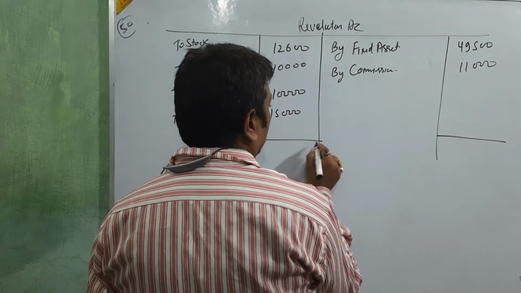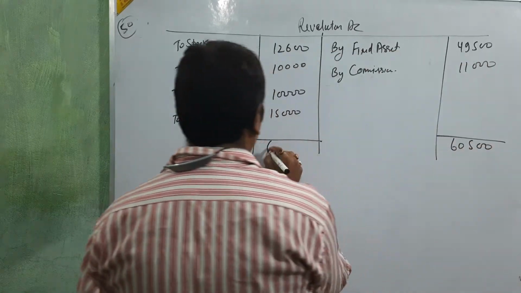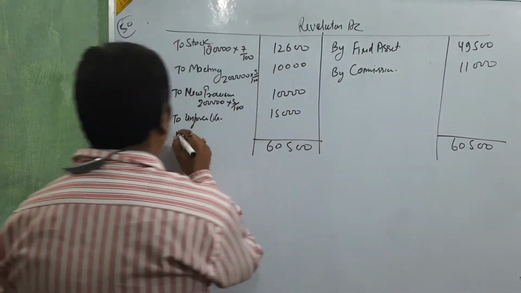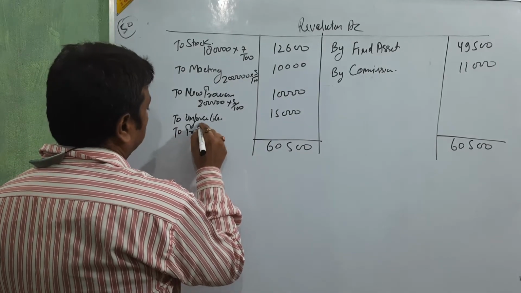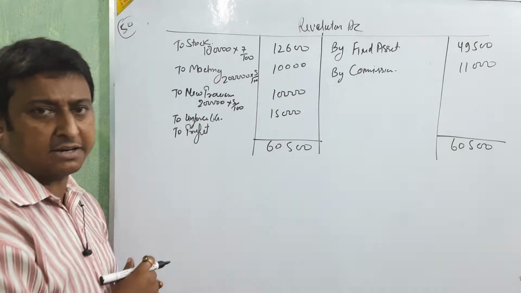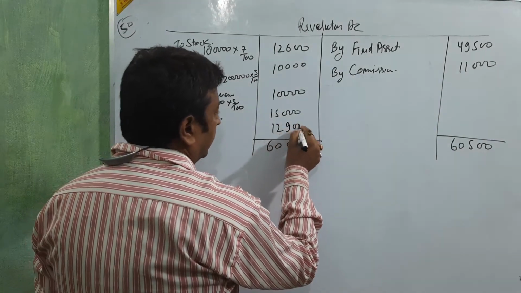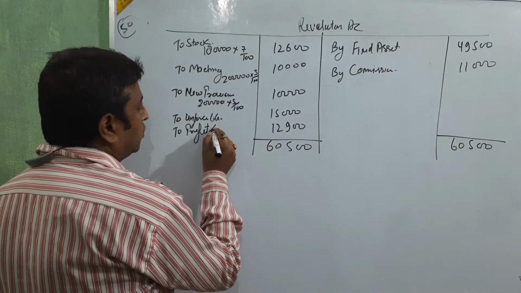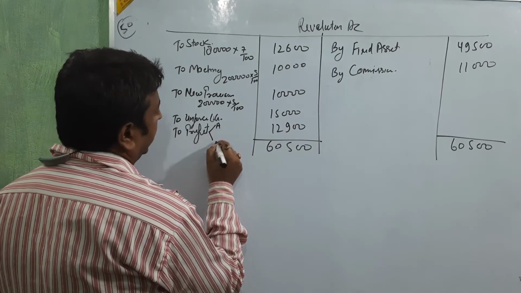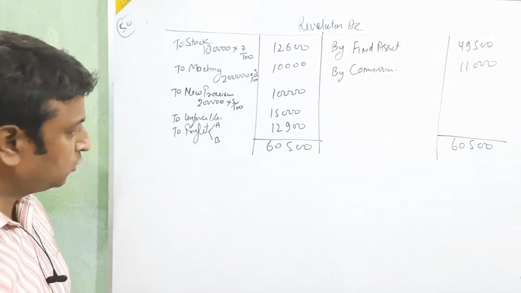Then we are going to total this side: 60,500. Then to profit. We are making the profit here, and the amount of profit is 12,900. Divide it in two parts, A and B. Just divide this profit in two parts, beta.